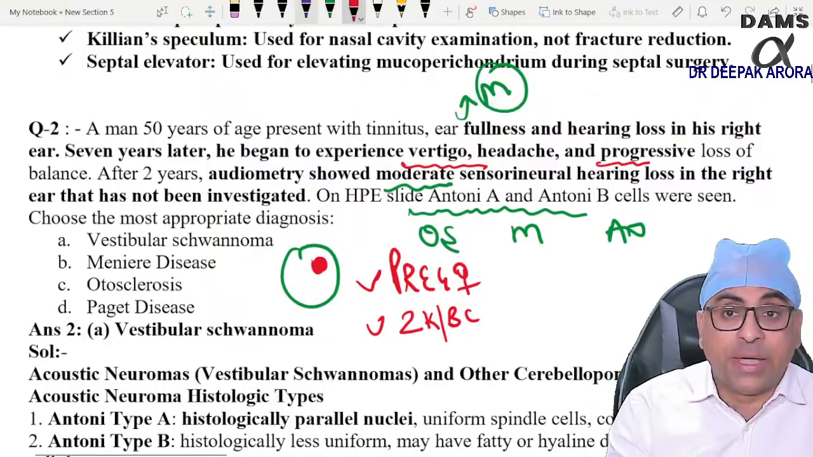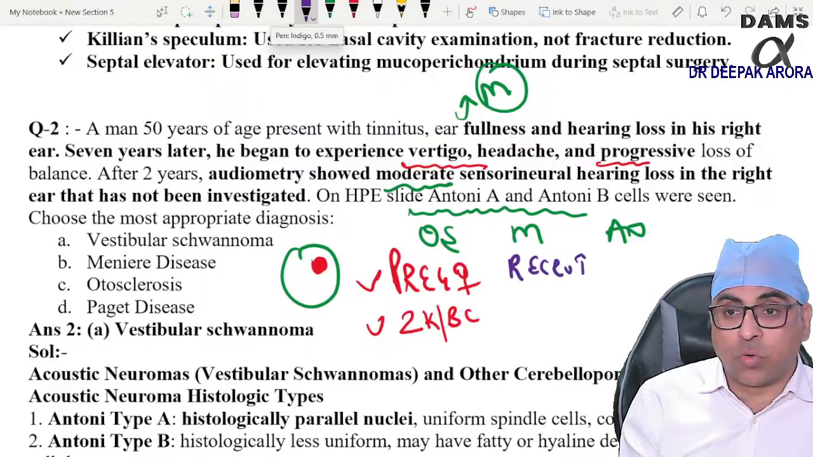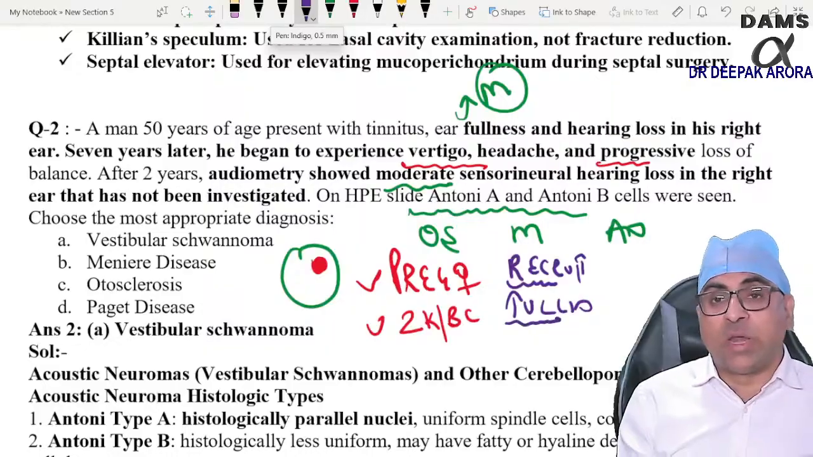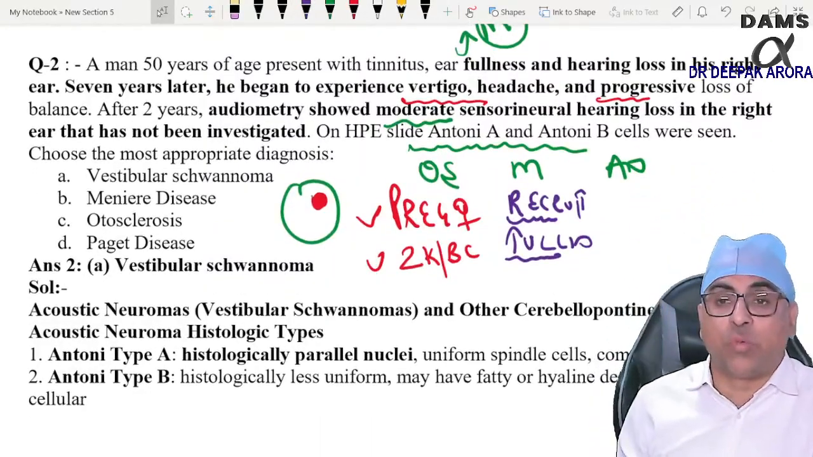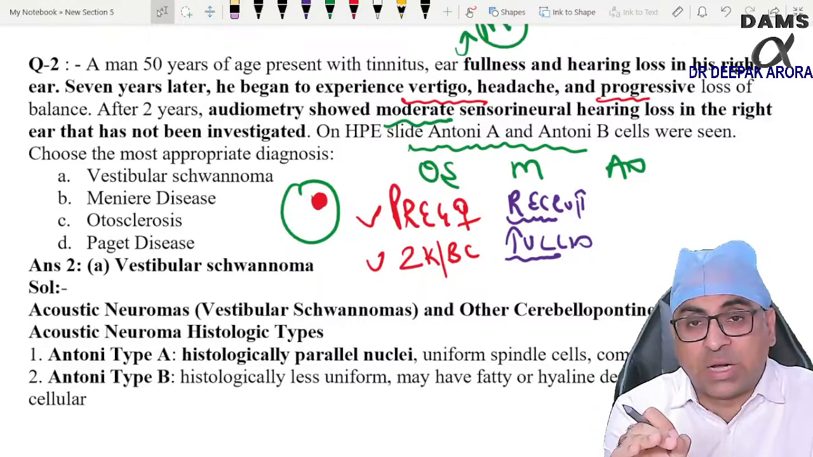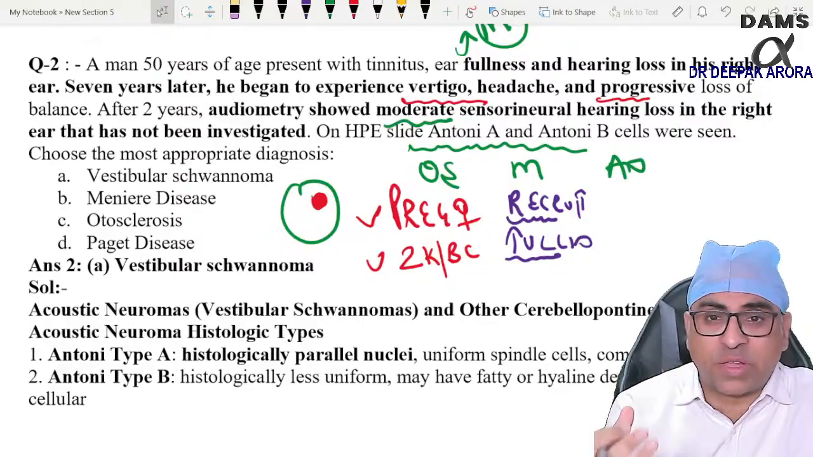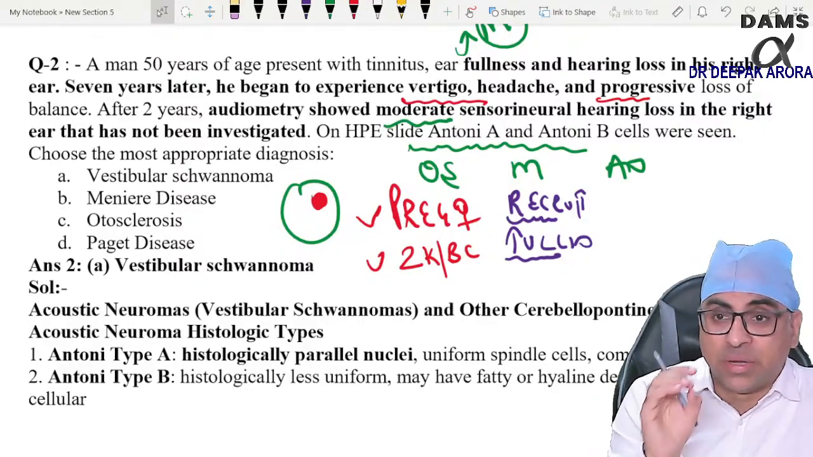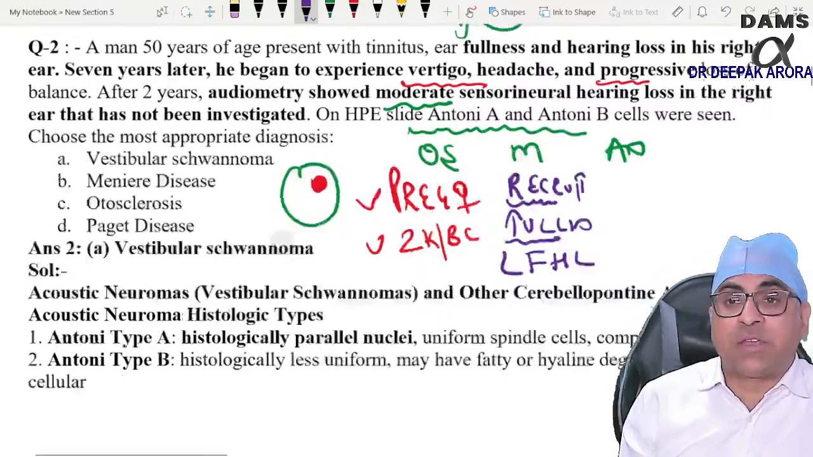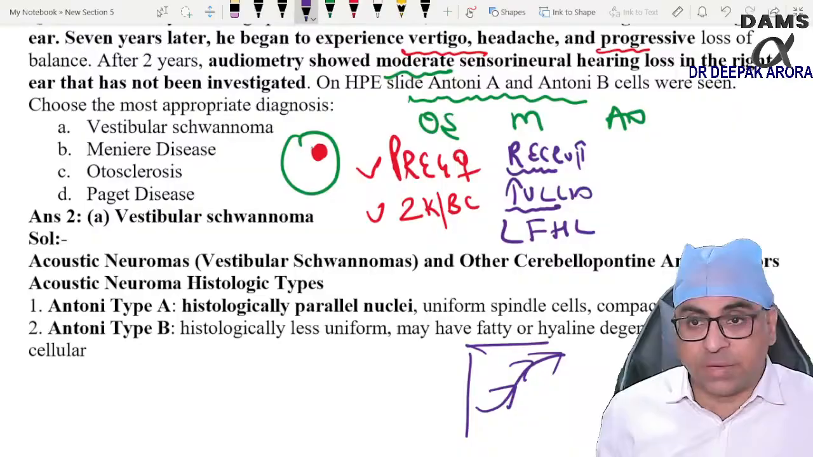In the MCQ, if the examiner mentions the word recruitment phenomena, what is recruitment? Oversensitivity, because of which the patient is very uncomfortable in noisy surroundings, that is Tullio's phenomena, recruitment phenomena. If these words are there, I'll be going for Meniere's disease. Is it clear? Patient is oversensitive to any increase in sound. Recruitment, Tullio's phenomena, low frequency hearing loss.